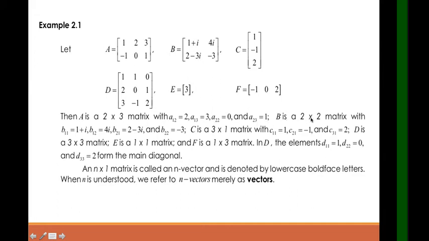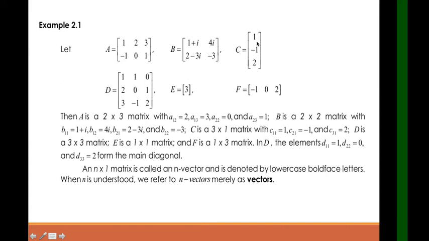B is a 2 by 2 matrix. This is considered as one element, 1 plus i. With B sub 11 equals 1 plus i, B sub 12 equals 4i, B sub 21 equals 2 minus 3i, and B sub 22, which means second row and second column, equals negative 3. C is a 3 by 1.